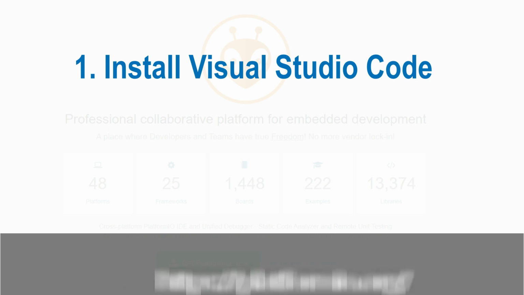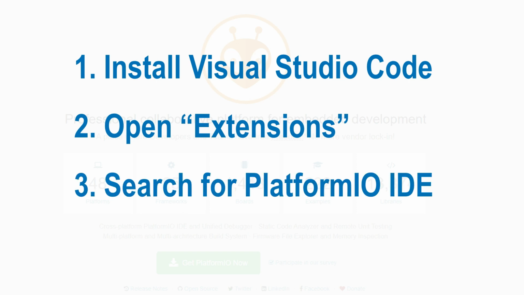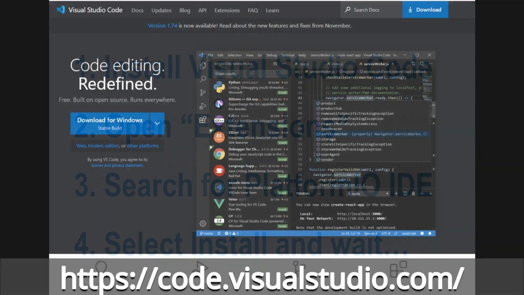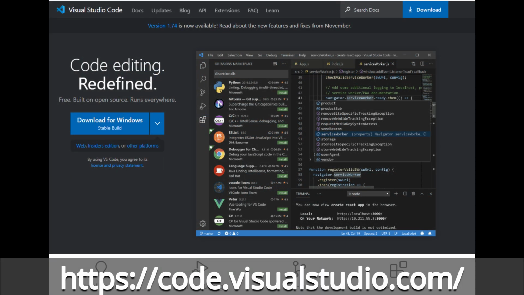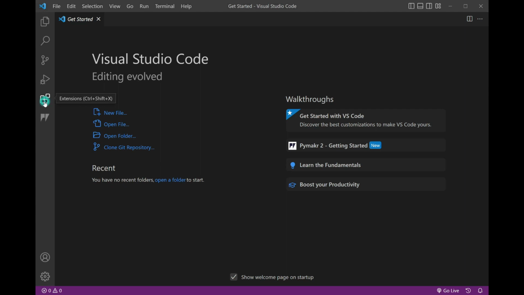Here's a quick look at how to get PlatformIO installed. There's some good instructions out on the PlatformIO site. So first you install Visual Studio Code, open the extensions in Visual Studio Code, then you search for PlatformIO IDE, and then you can just click on install and wait. It takes a while to do the first install. There are also good instructions for installing Visual Studio Code on the Visual Studio page. So here's a quick look at getting PlatformIO installed.